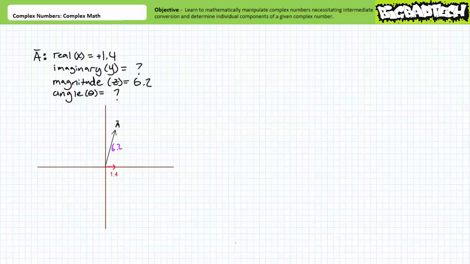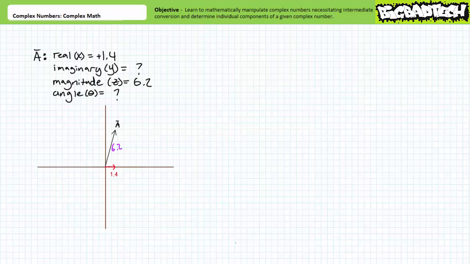Challenge 1. Given a complex number known to be in the first quadrant with a magnitude of 6.2 and a real horizontal x component of 1.4, determine the imaginary y component and the angle. In this scenario, we've been given only partial information about the polar and partial information about the rectangular means of representing the same complex number. In the case of the rectangular representation, we've been given only the real component, but not the imaginary. In the case of the polar representation, we've been given the magnitude, but not the angle. Do you have what it takes to solve for the imaginary component and the angle?